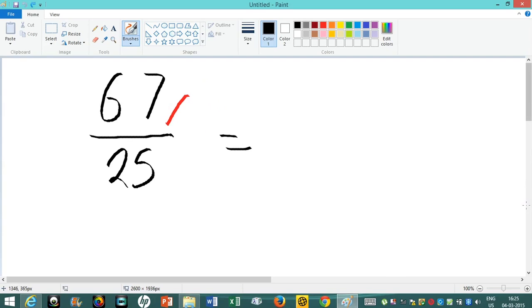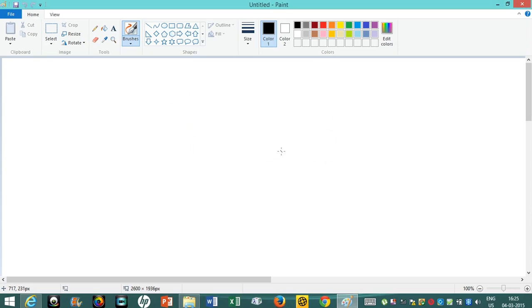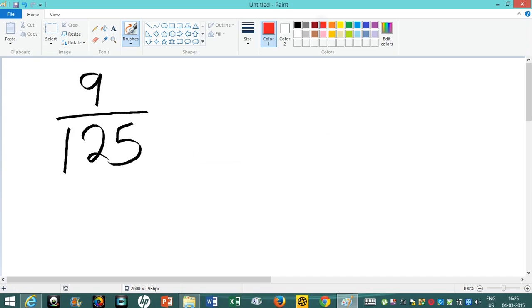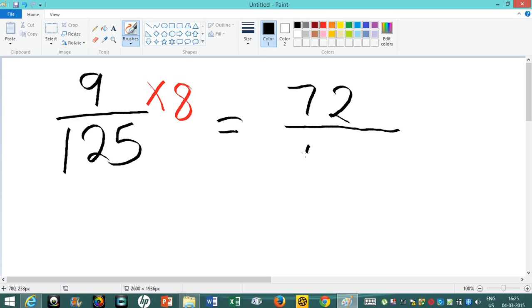Now let's go ahead and see how it works for 125. Let's take the example of 9 by 125. You've probably guessed that this time you multiply by 8. If you can't do this directly, just multiply by 2, and again by 2, and again by 2, and you get your answer. So 9 times 8 is 72, and you divide this by 1,000 this time.